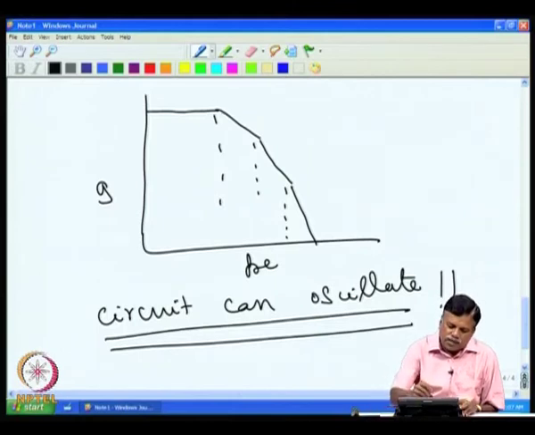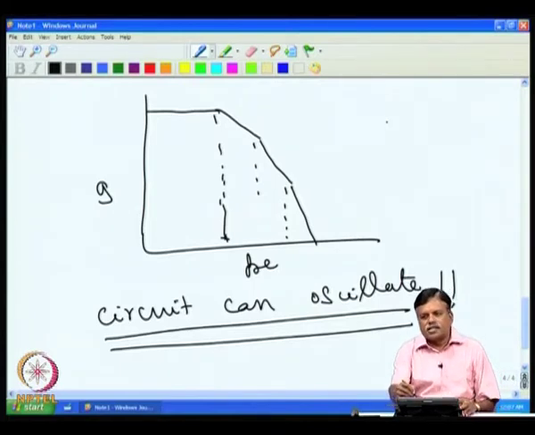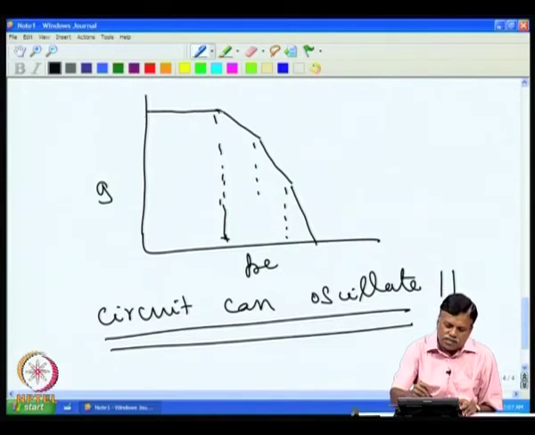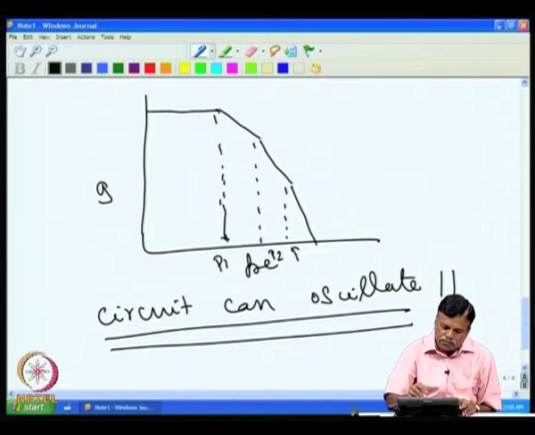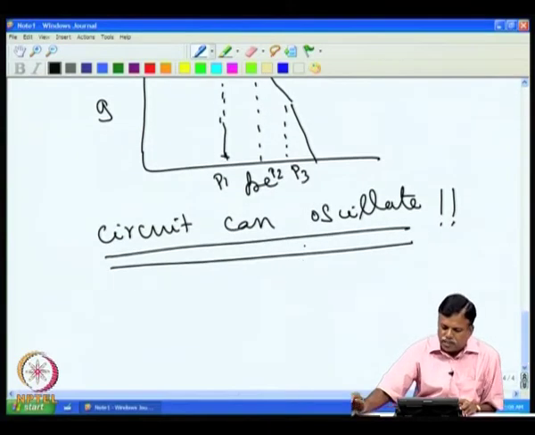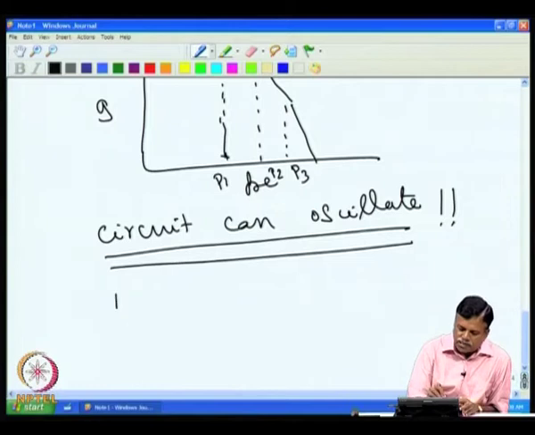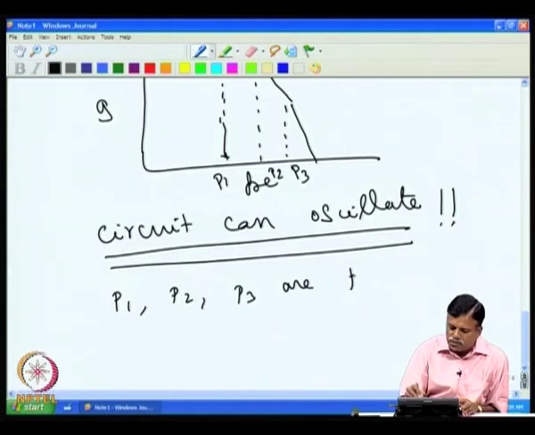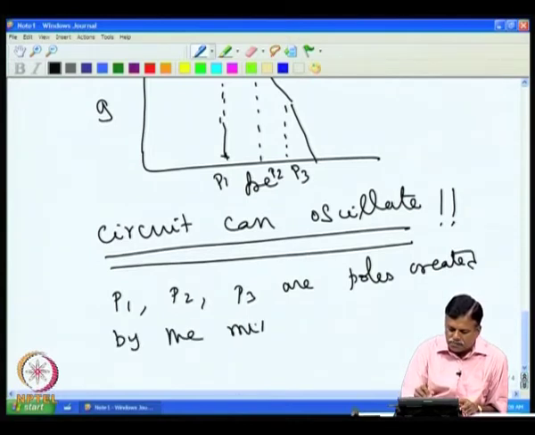The reason is that when there is a pole here, it is created by one RC component, mostly the Miller effect capacitor and the resistance associated with that. So, the Miller effect capacitor of the first stage and the resistance associated with the input can create this pole 1, and then you have the second pole here, P 2, and the third pole here, P 3. So, P 1, P 2, P 3 are poles created by the Miller effect capacitors.